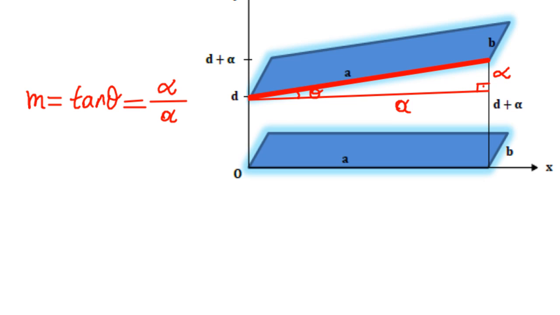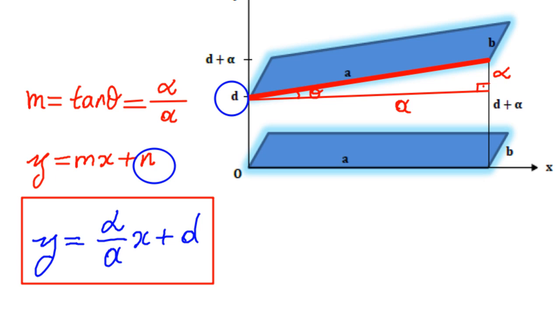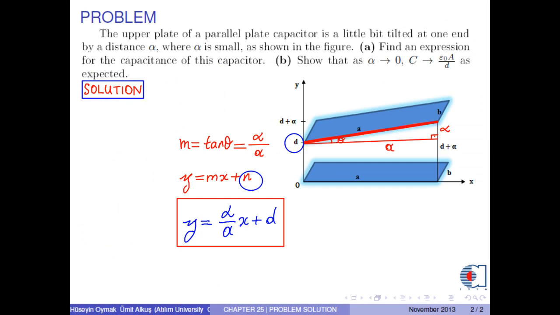According to the general formula for the line equation, y equals m times x plus n, where n is the y-intercept of this line, which is D. And since m is alpha over A, we have the line equation as y equals alpha over A times x plus D.